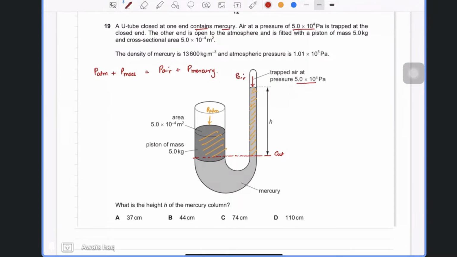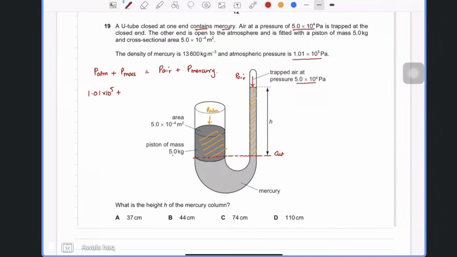Now what you're going to do is put the values into it, okay? Atmospheric pressure is this one, 1.01 times 10 raised to 5. If this was open on that side, we would cancel it out. But right now there are different pressures on each side, so we have to do that.